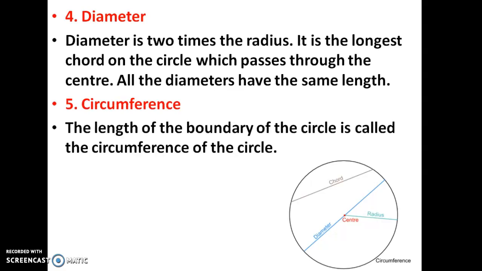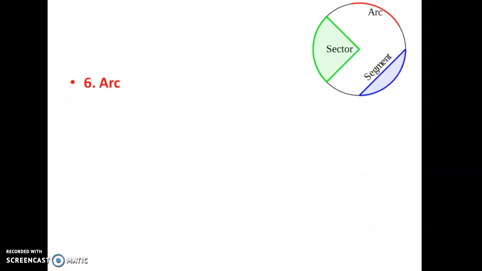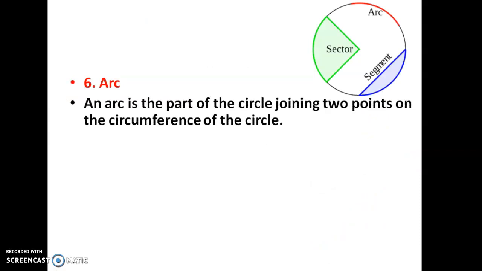Circumference: the length of the boundary of the circle is called the circumference of the circle. So this outer boundary is called the circumference, and the length of this boundary is the circumference. Now coming to arc. An arc is a part of the circle joining 2 points on the circumference of the circle. We can say it is a piece of the circle itself, on the circumference. If you take a piece out of the circumference, that is the arc.